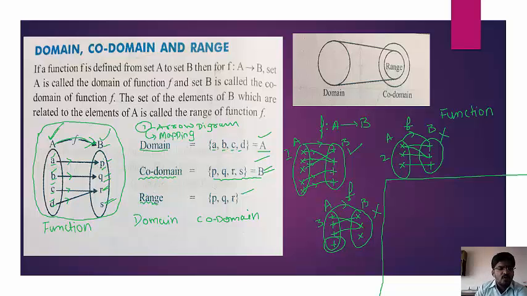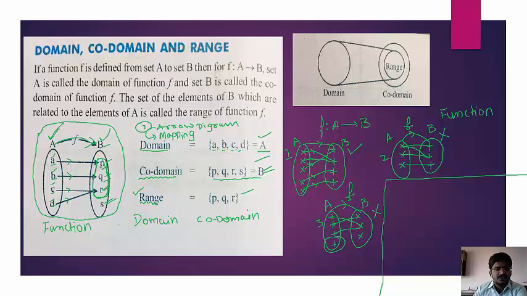So you have to collect the images. For example, here P, Q, R are the three elements which are images of A, B, C, D. That's why this is called range.